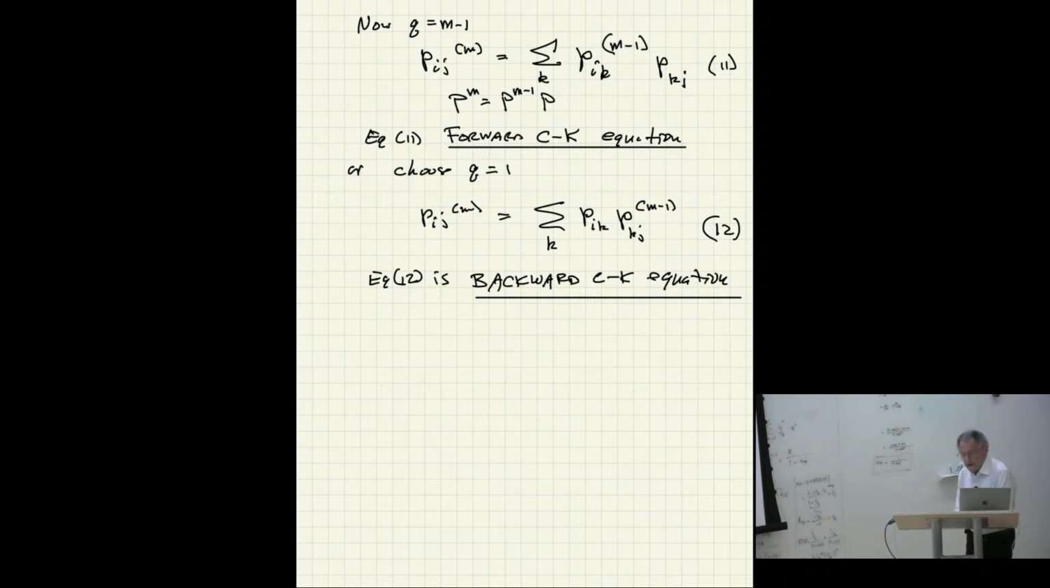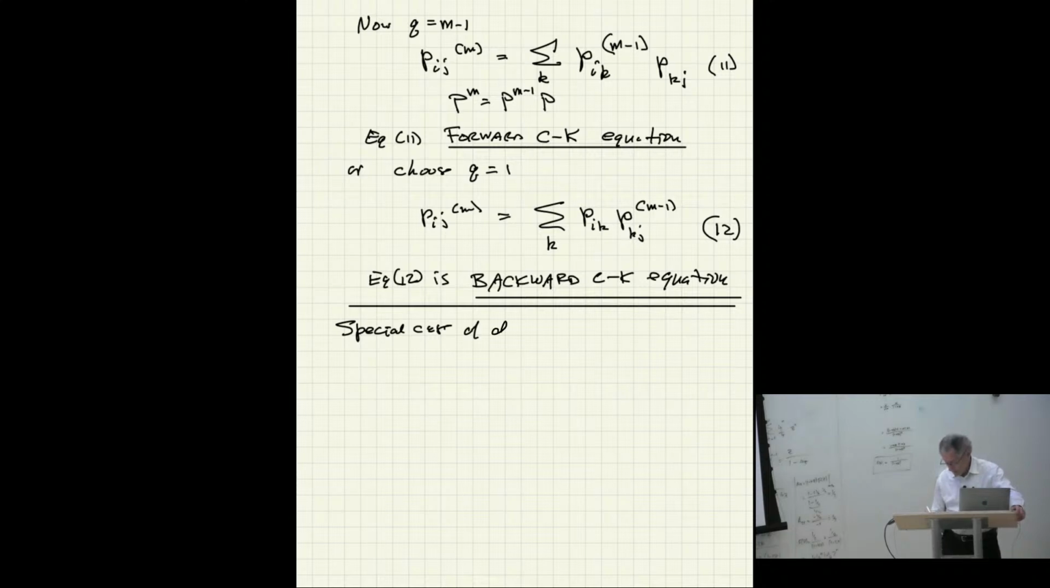Now I want to take a special case of discrete time homogeneous Markov chains. So let me draw a line here. I want to consider a special case of our discrete time homogeneous Markov chain. And the particular case I want is called the birth-death process.